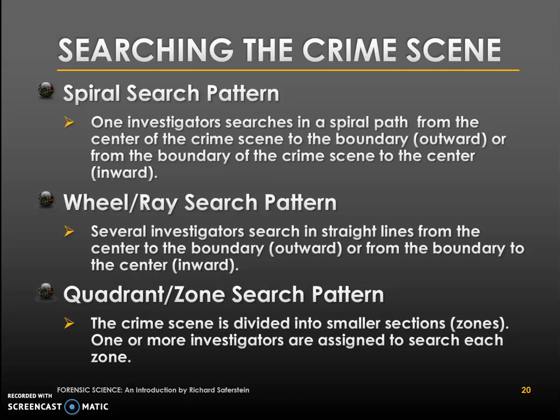The wheel ray search pattern would be several investigators search in straight lines from the center of the boundary outward, or from the boundary to the center inward. A quadrant zone search pattern would be where the crime scene is divided into smaller sections, zones. 1 or more investigators are assigned to search each zone.